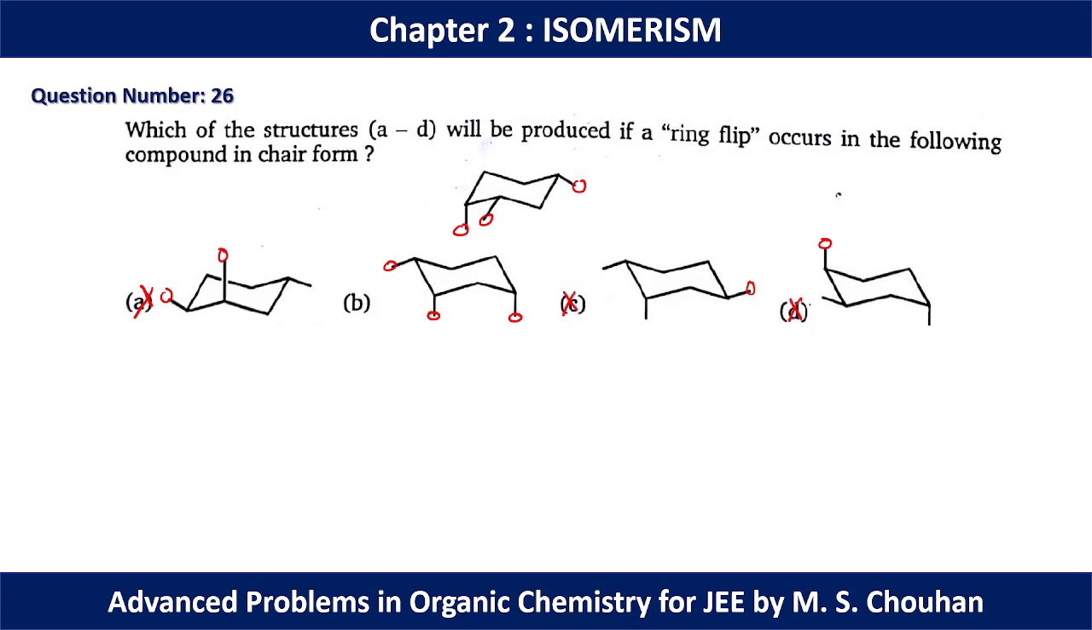We don't have to perform the actual ring flip here, because in a ring flip we have to consider two things. First of all, the bond should be present on the same side. Above the plane will remain above the plane, below the plane will remain below the plane. Only by this factor we can choose our answer, and option B should be our answer in this case. So in question number 26, option B should be the correct option.